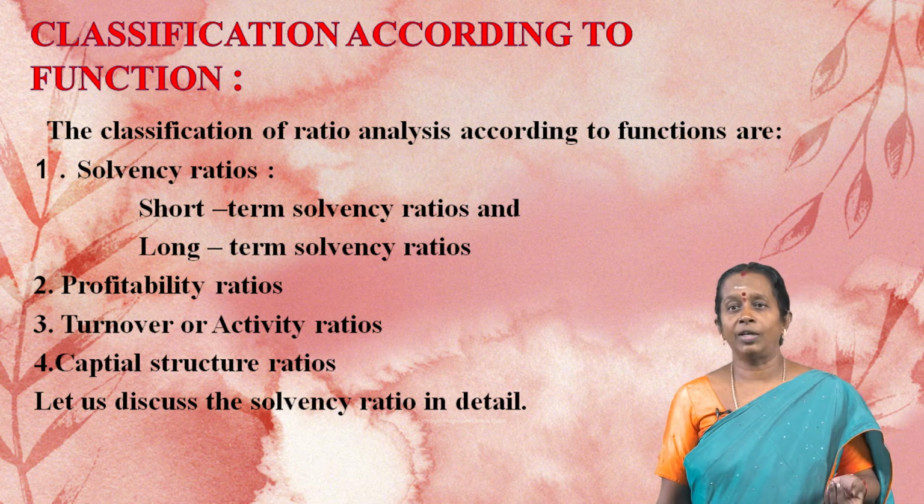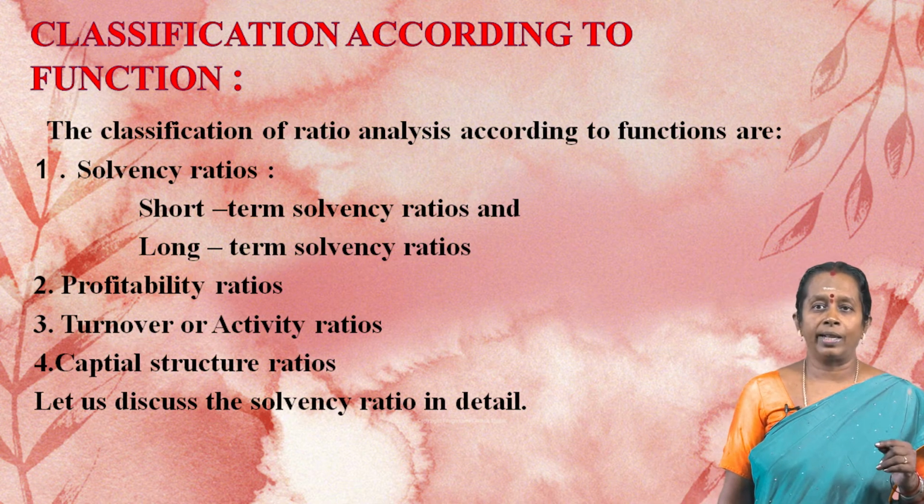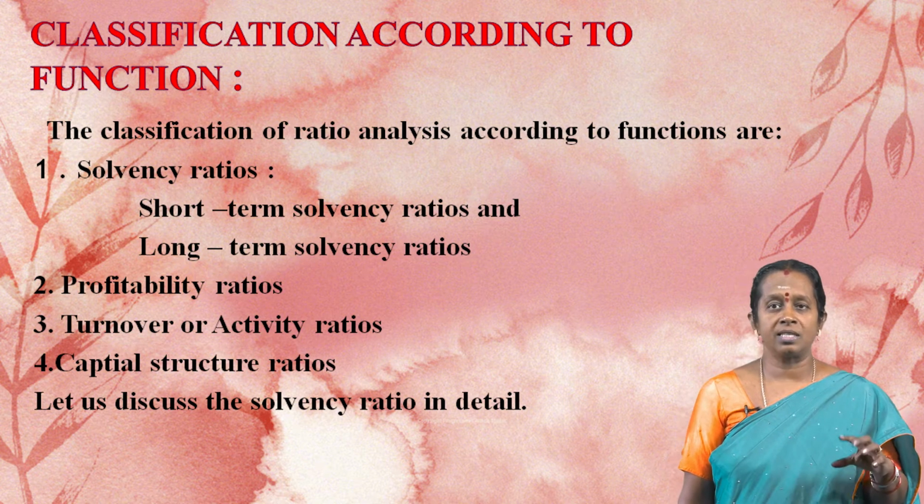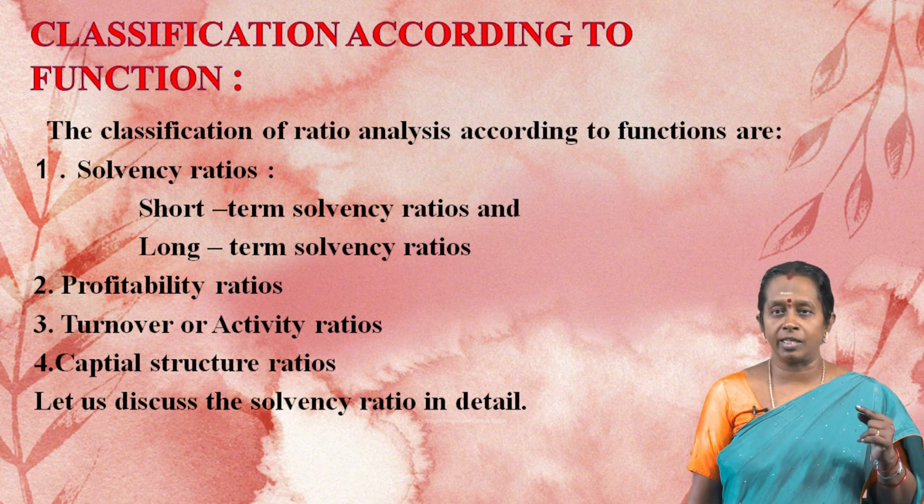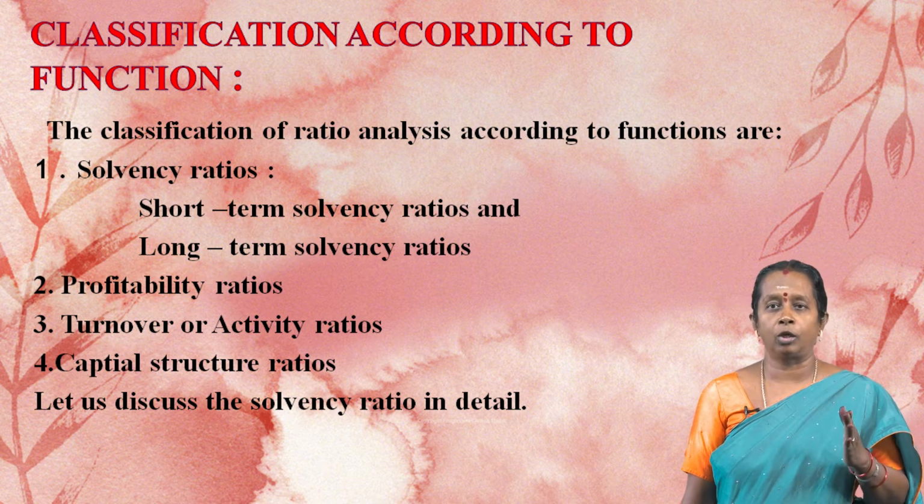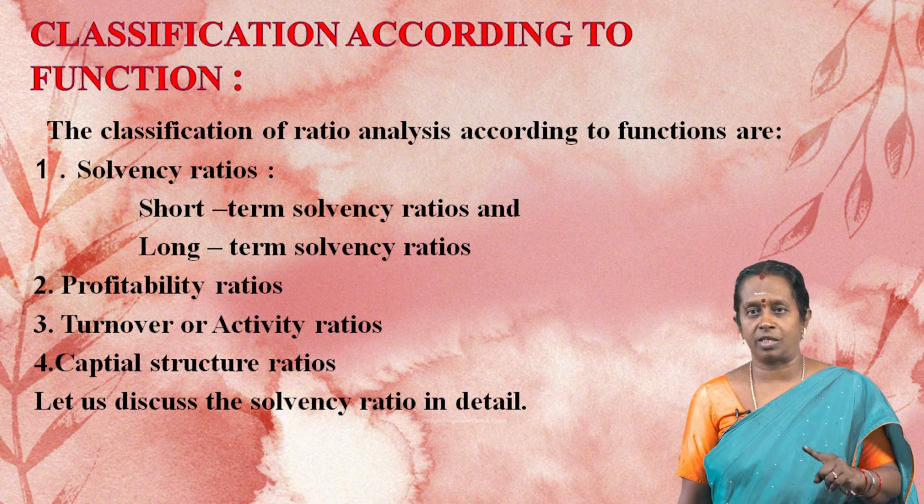Next one is turnover or activity ratios. In the case of turnover, we are supposed to calculate the sales related to the organization. So the sales is referred to as the turnover. What is the trend related to the organization regarding sales or the achievement of target, which will be the main target or the goal of the organization. They are supposed to consider these turnover or activity ratios.